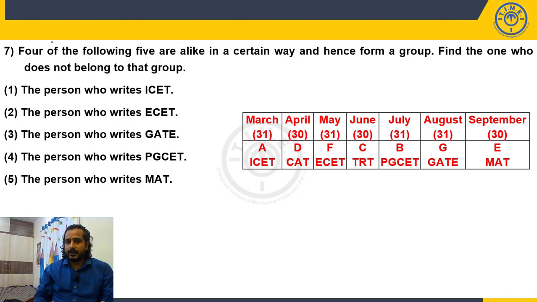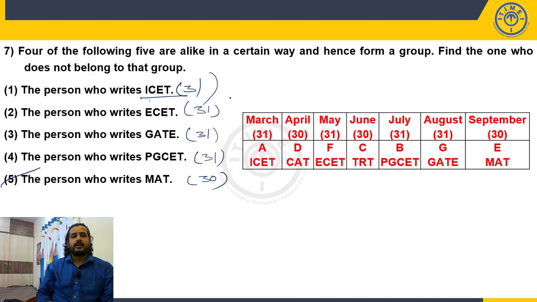4 of the following 5 are alike in a certain way and hence form a group. Odd one out. The person who write ISET in the month which having 31 days. The person who write GATE in the month which having 31 days. The person who write PG set in the month which having 31 days. The person who write MAT in the month which having 30 days. So which is odd one? Choice 5. Each person wrote the exam in the month which having 31 days. But where is the fifth option? In the month which having 30 days.